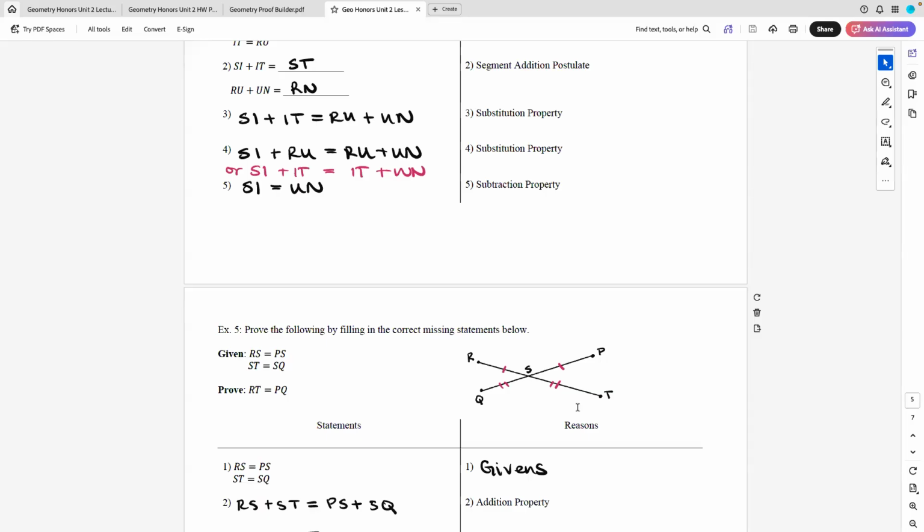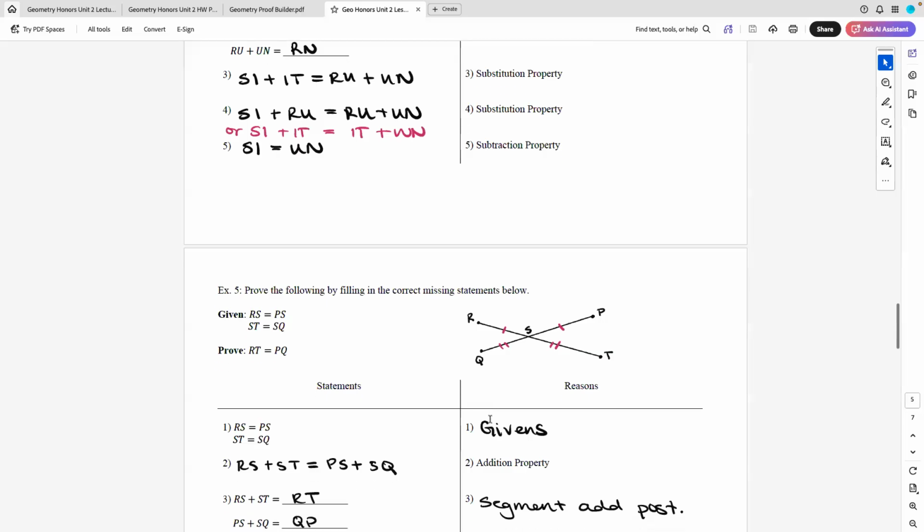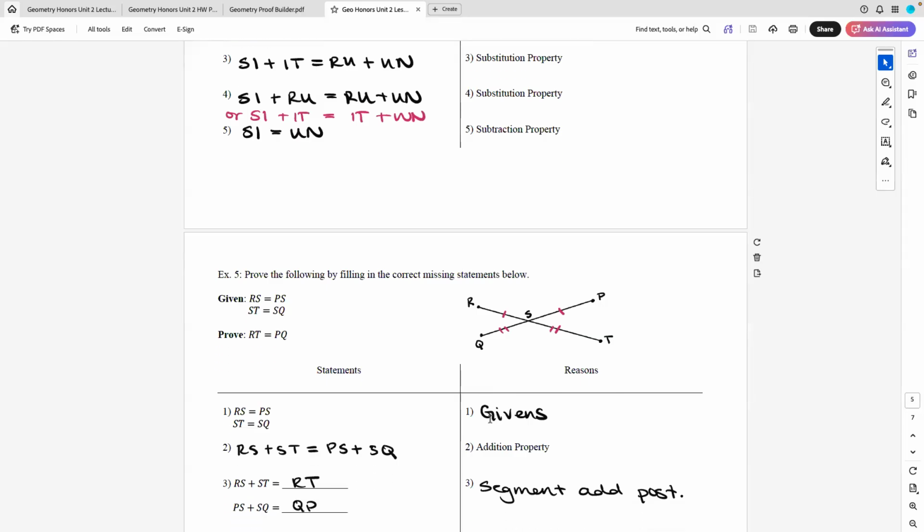Because you already know RS is right here, PS is right here, and then ST is right here, and SQ is right here. So you're adding two equal parts to other two equal parts. So that's still addition property of equality. So that's still valid. And then what do you think's gonna happen after that? Segment addition postulate, right? And by the way, you don't need to write them as separate steps because they have the same reason. So you can combine these two in one step, right?